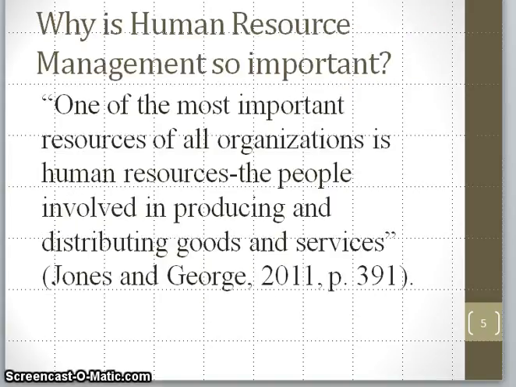So why is human resource management so important? I'm going to quote Jones and George 2011 on page 391. One of the most important resources of all organizations is human resources, the people involved in producing and distributing goods and services. The greatest asset an organization can have is actually its employees.